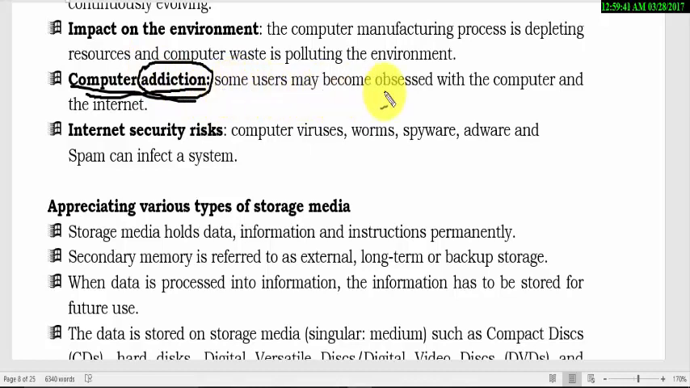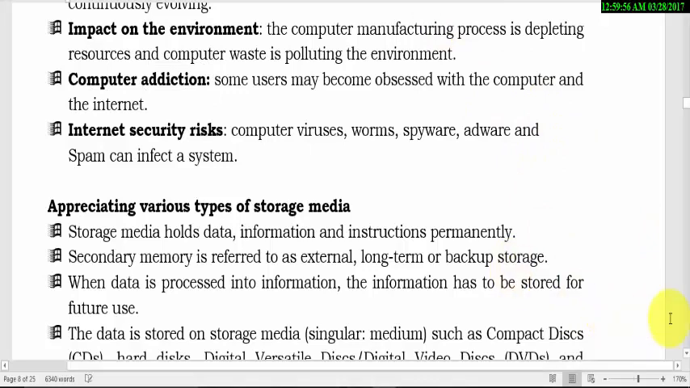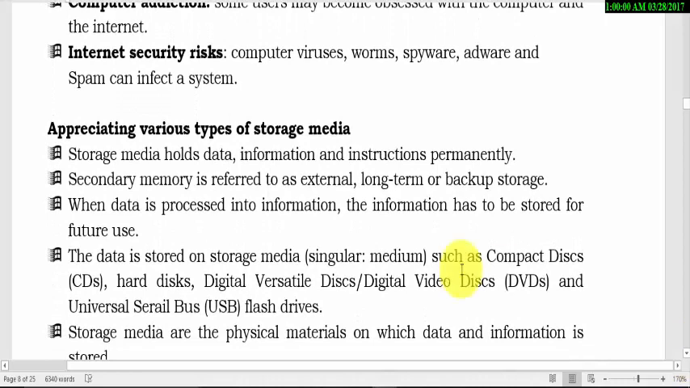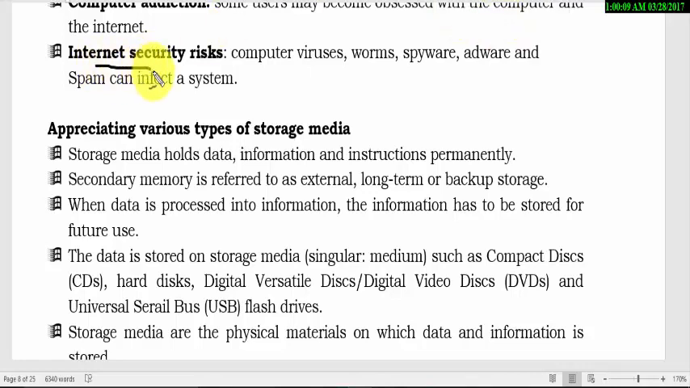Some users may become obsessed with the computer and the internet. So when you use it too much, the computer may make you so addicted to it. Okay. Thank you very much. Then let's move on to look at the other part. It says 1 a.m. Okay, sorry for that time reminder. We look at the other part which says internet security risks.